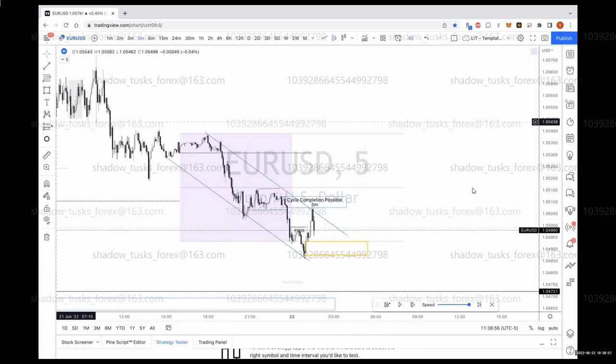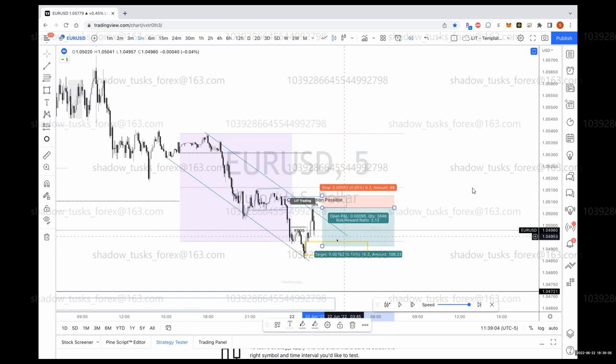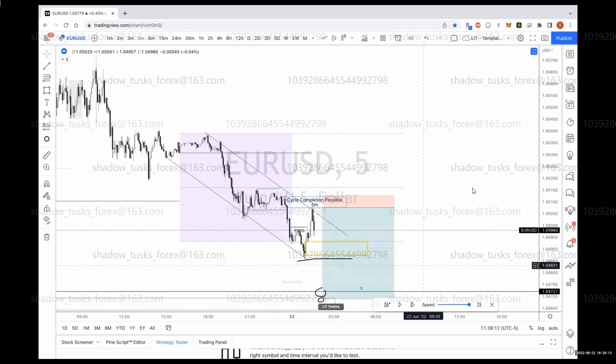Again, that's the danger of over-refinement. If you just use this one instead, you just miss it. So we have a 5 pip stop. It's completely fine. Look, what's the reward? At least, obviously, until here. Potentially, that's your inducement, and that's potentially your target.